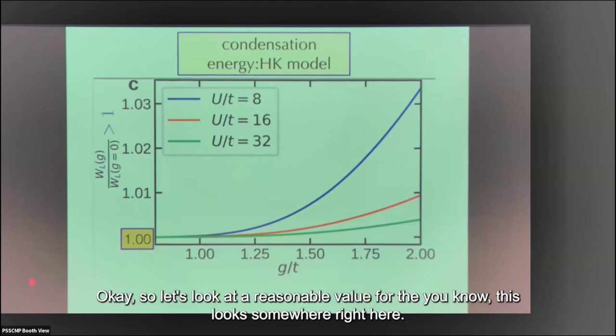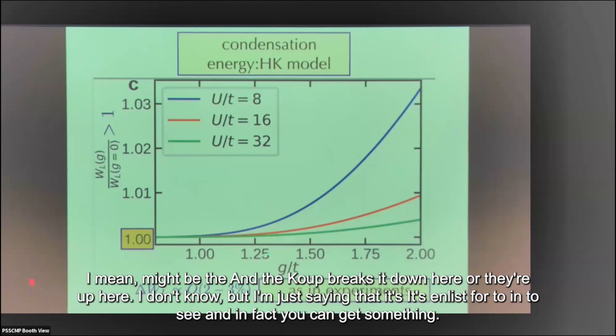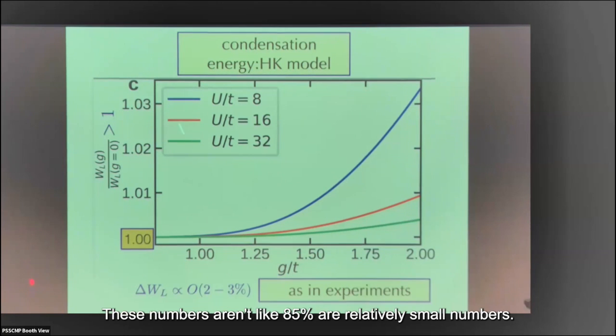Okay, so let's look at a reasonable value for this. It looks somewhere right here. This weight is roughly between 2 to 3%. For reasonable values, we don't know what a reasonable value of this is. It might be that the cuprate rates are down here, or they're up here. I don't know, but I'm just saying that it's illustrative to see that in fact you can get something. These numbers aren't like 85%, they're relatively small numbers.